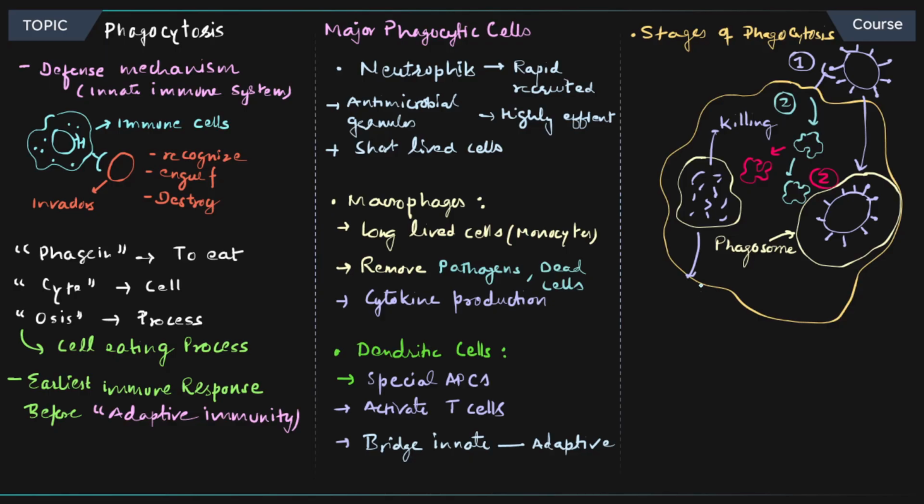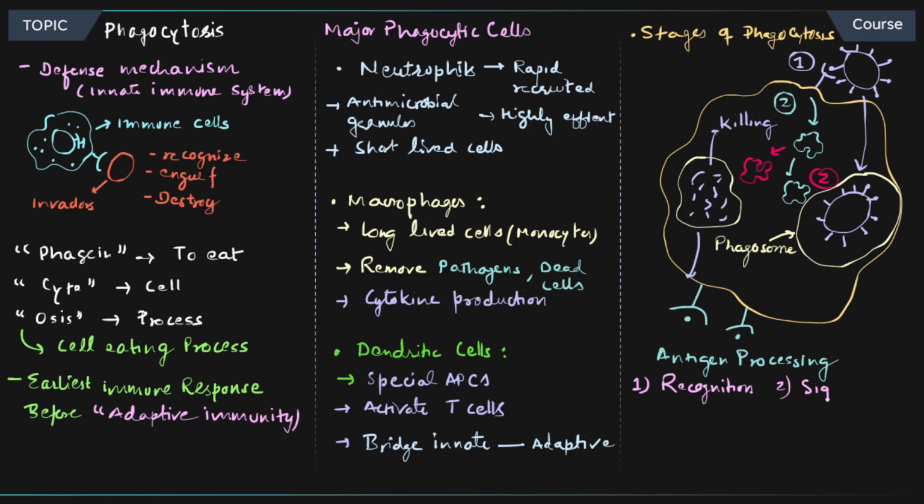Then the part is going to get processed and presented on the surface of the cell. If those are antigen presenting cells, they will be doing antigen processing. If there are other cells, they will perform exocytosis. So the first step, if I write it down, is recognition, that I told you earlier.